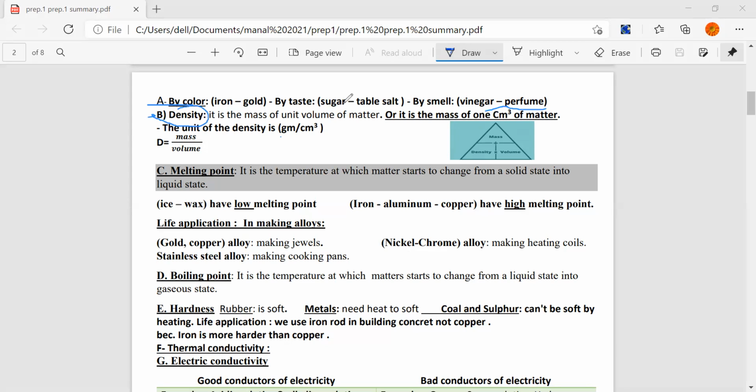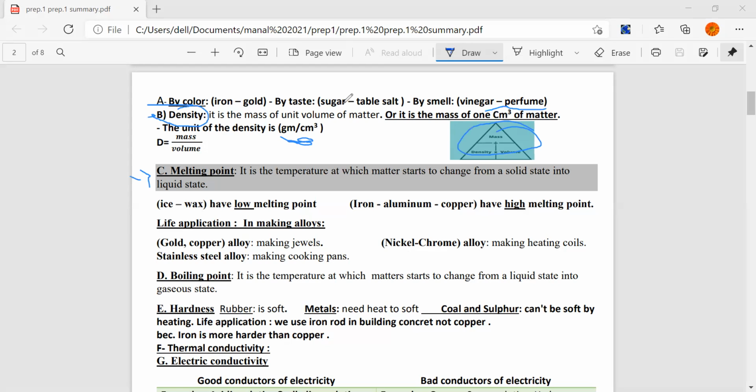The measuring unit of density is gram per cubic centimeter, and we can calculate the density from our magic triangle. Density equals mass over volume. Yes, I know you are very excellent, and remember what I say.